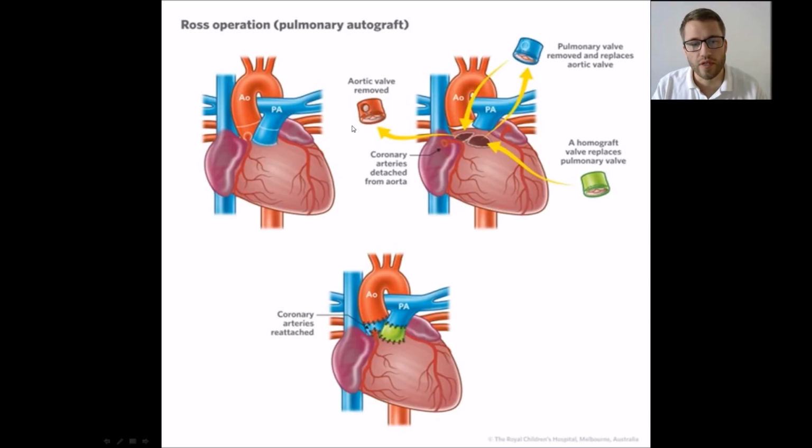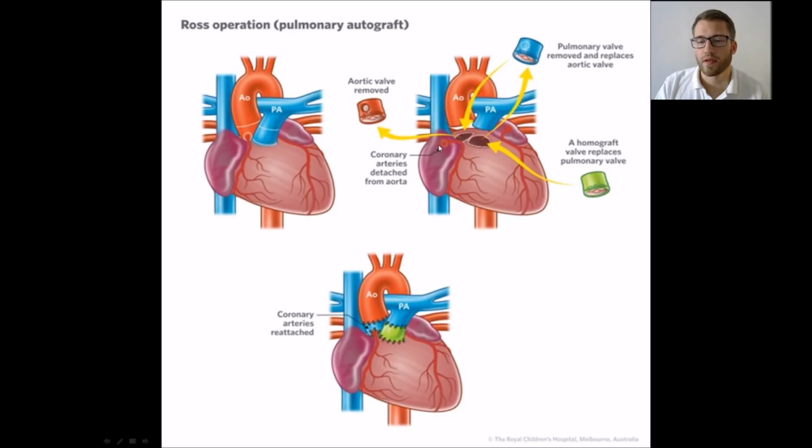The Ross operation is an operation where a diseased aortic valve has to be replaced. First the aortic valve is cut out and the coronary arteries are detached from the aortic valve, because we need them afterwards to be reattached on the graft of the valve. The pulmonary valve of the same patient is also cut out and put in the position of the aortic valve. So the pulmonary valve becomes the new aortic valve.